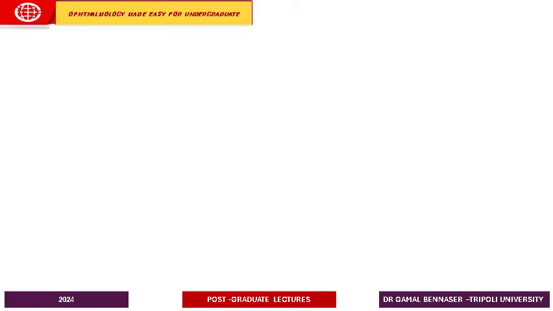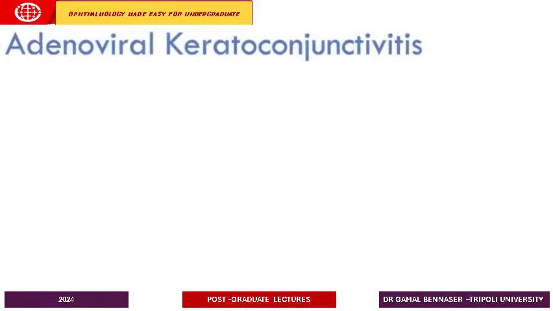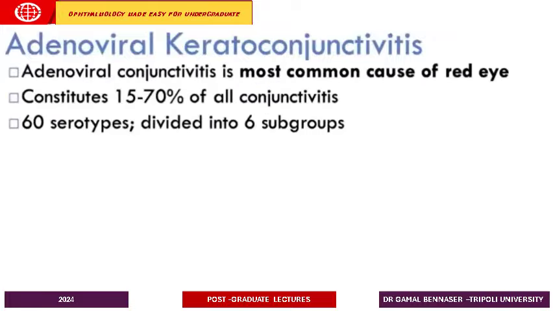Now, it is time to speak about the third common type of keratitis, which is caused by adenovirus. And we cannot speak about the keratitis alone. We have to speak about keratoconjunctivitis because it commonly presents as adenoviral keratoconjunctivitis. And adenovirus is also a DNA virus that can cause keratitis, and it is one of the most common causes of red eyes of viral origin.